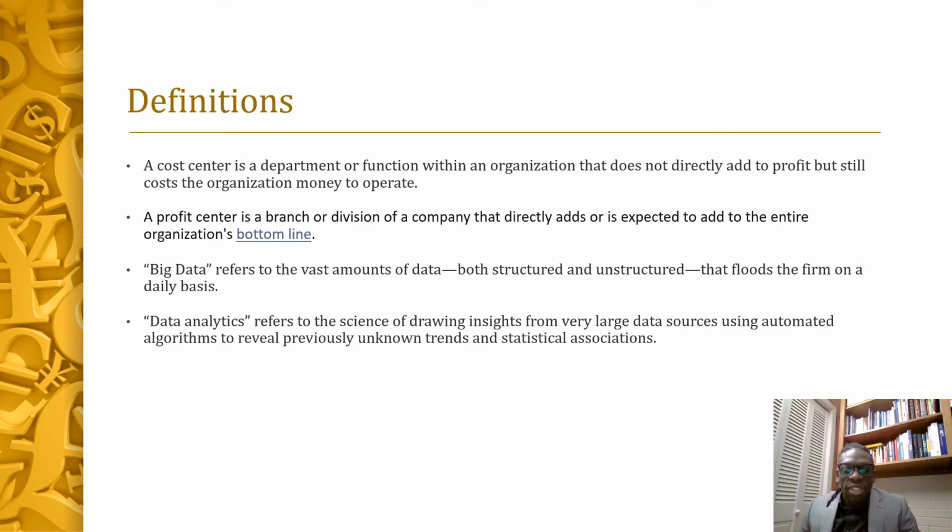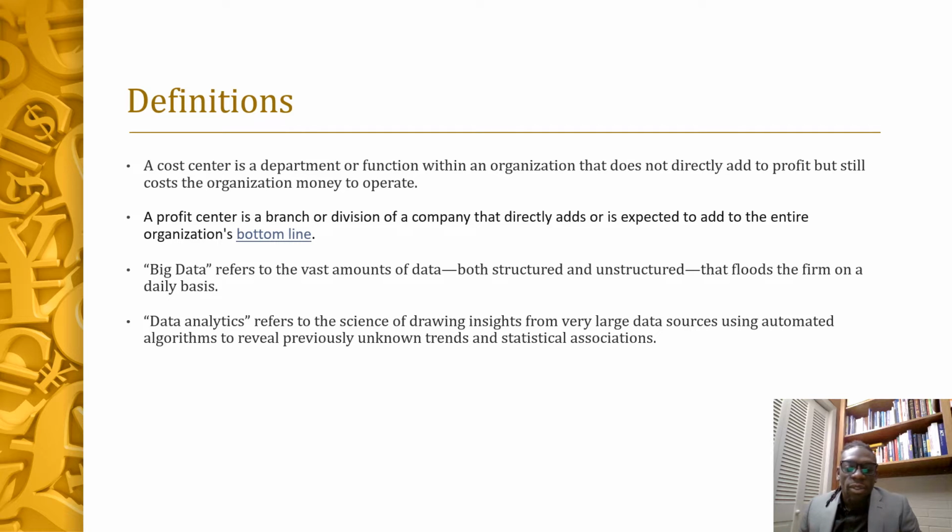To kick off this presentation, we'll start looking at a few definitions here. A cost center is a department or a function within an organization that does not directly add to profit, but still costs the organization money to operate. On the other hand, a profit center is a branch or division of a company that directly adds or is expected to add to the entire organization's bottom line.